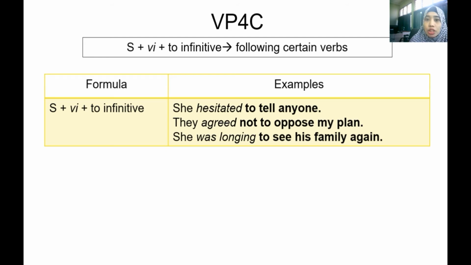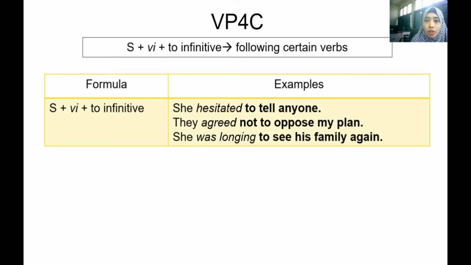She hesitated to tell anyone. Okay, so usually after the verb hesitate, there must be to something, to infinitive. So she is the subject, and then hesitated is the verb intransitive, and then to tell anyone is the to infinitive. Second example, they agreed not to oppose my plan. They is the subject, and then agreed is the verb intransitive, and then not to oppose my plan is the to infinitive, which is expressing the negative meaning, yeah, the negative form of to infinitive, not to oppose.